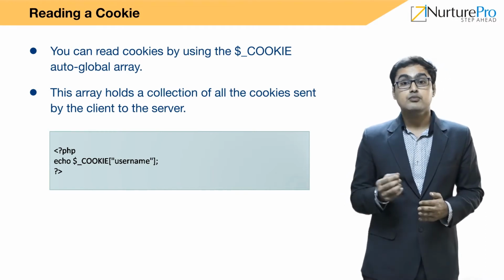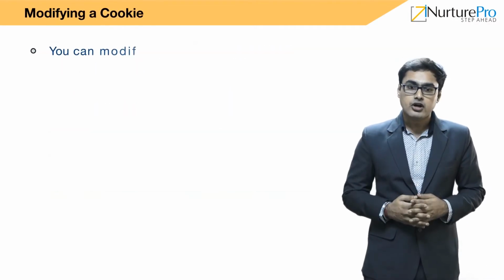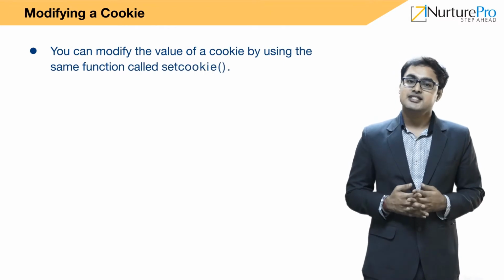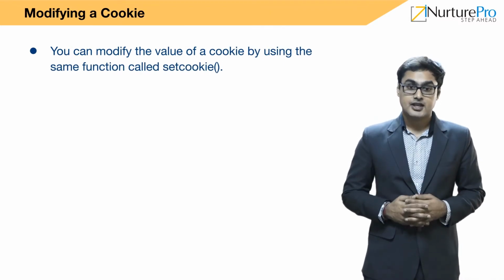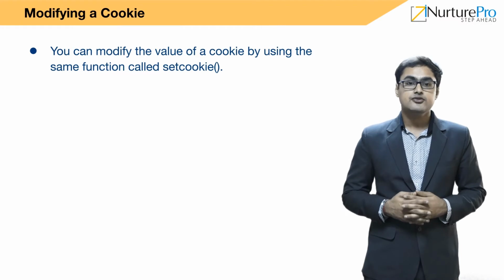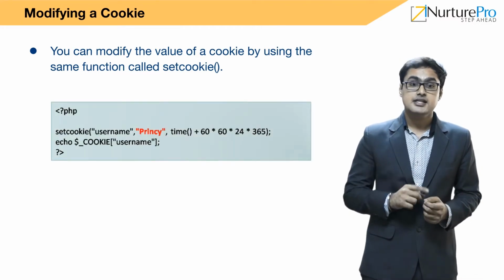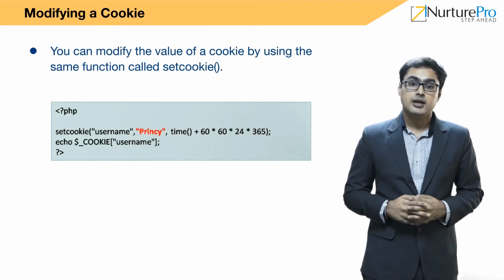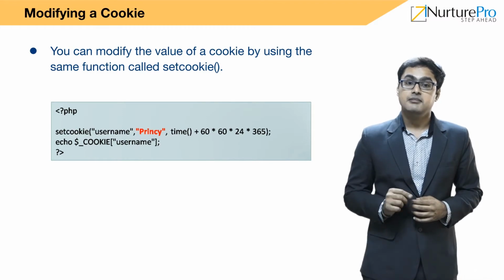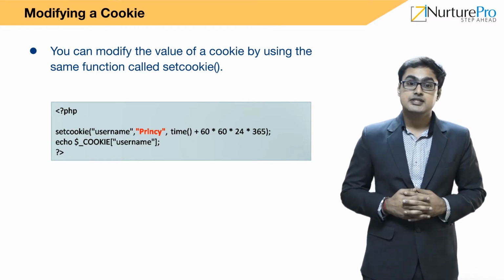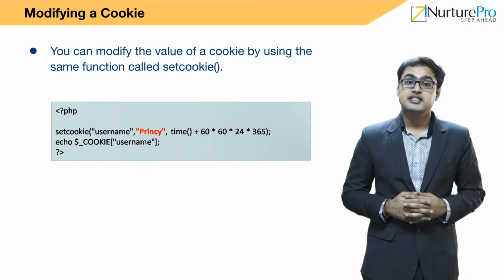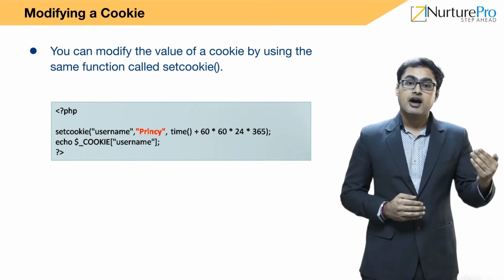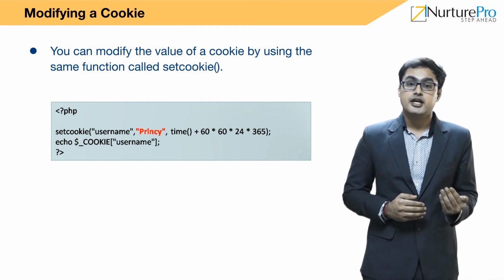Now let's see how to modify a cookie. You can modify the value of a cookie by using the same function called setcookie. The code to modify a cookie is as follows: setcookie("username", "princey", time() + 60 * 60 * 24 * 365); echo $_COOKIE["username"]. In the code, the value of the username cookie is modified from Maria to Princey.